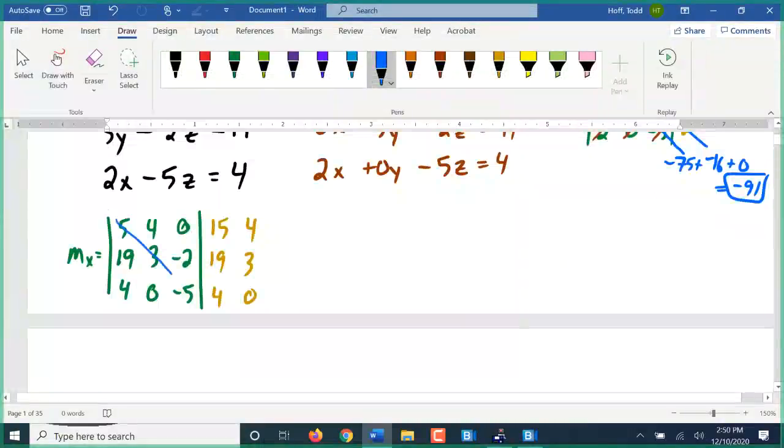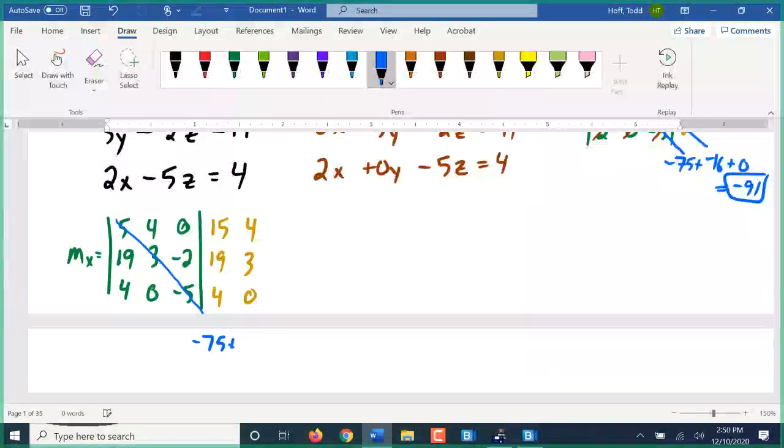Well, 5 times 3 is 15, times negative 5 is a negative 75. 4 times negative 2 is a negative 8, times 4 is a negative 32. And 0 times 19 times 0 is 0. That's actually a negative 108. Or 107, sorry. Negative 107.